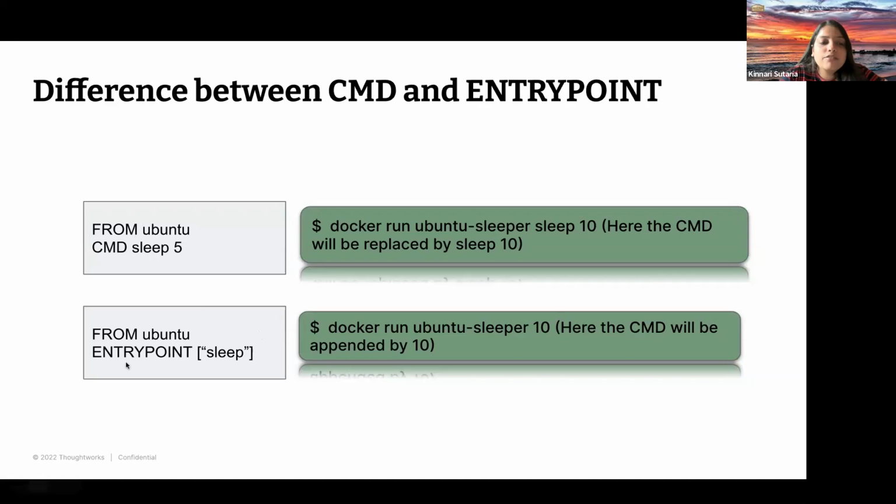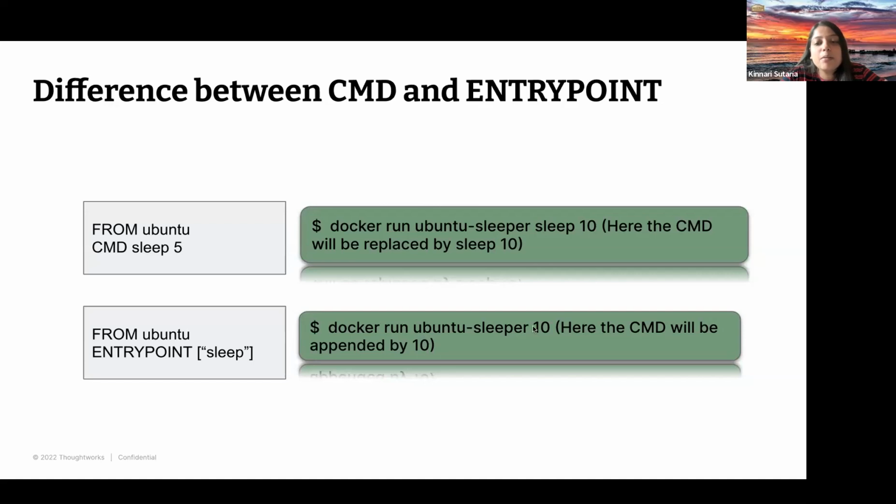Now, coming to the next Dockerfile, we're using ENTRYPOINT. ENTRYPOINT means this is the sleep command that should be executed, and the argument for the sleep will be given while running. So docker run my image name and the argument over here. Now everybody won't know that they have to give an argument. So what should happen is, when I give the argument, the sleep will be appended by 10. Here, the sleep 5 is completely replaced by sleep 10, and here the sleep will be appended by 10.